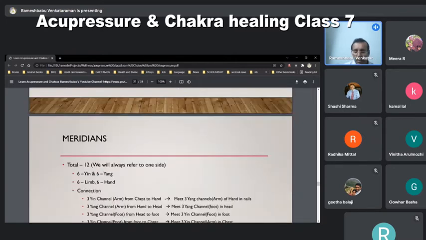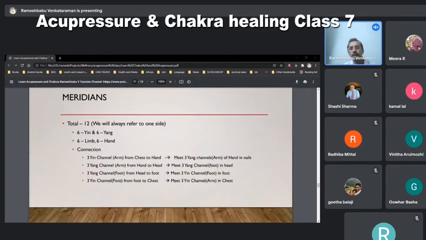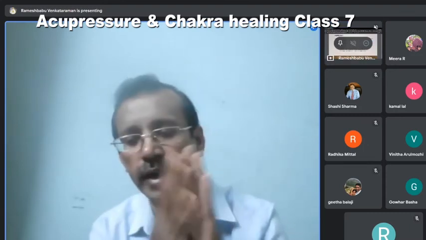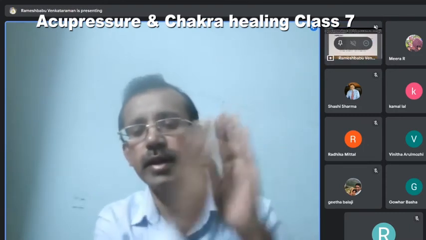Then the next thing we discussed is the meridians, and how they are located. Like we discussed earlier, meridians are of two types, yin and yang. Out of 12, 6 are yin and 6 are yang. 6 are connected to the leg and 6 are connected to the hand. How they are connected, I think we discussed, but I'll repeat it here. There are 3 channels connected to the arm. They start from the chest and then connect to the hand.